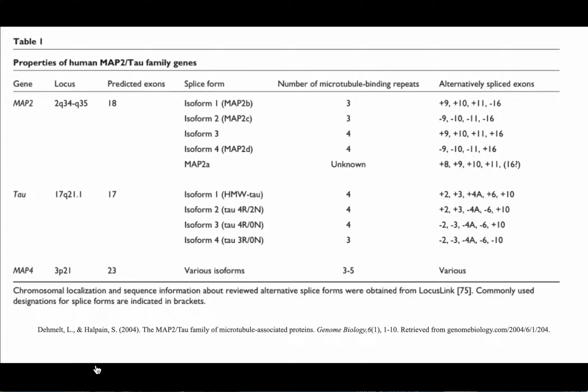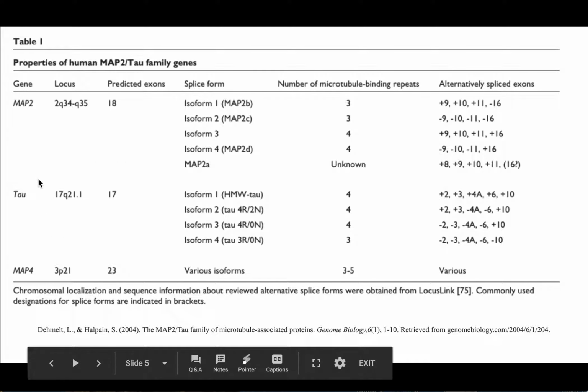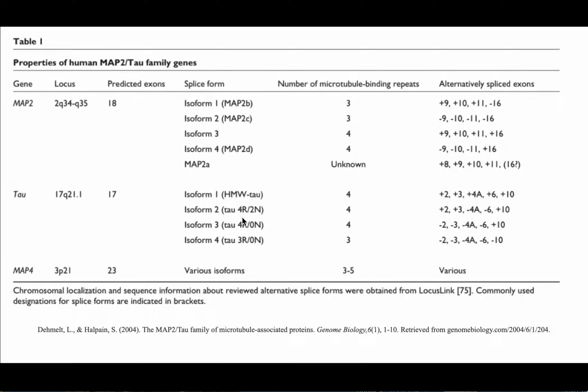So here is a table that is showing you the different types of isoforms that both of these have. So when looking at tau on chromosome 17, you see that it actually has 4 isoforms. And so the 4R2N, the 3R, those are related to the repeating sections within the protein, looking at what's repeating within the isoform.